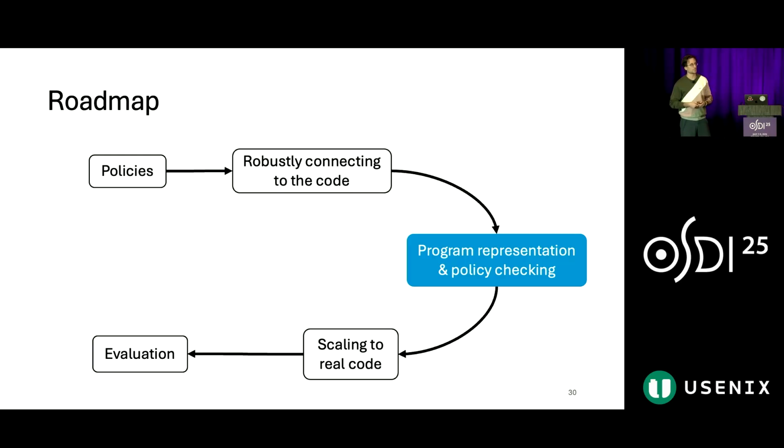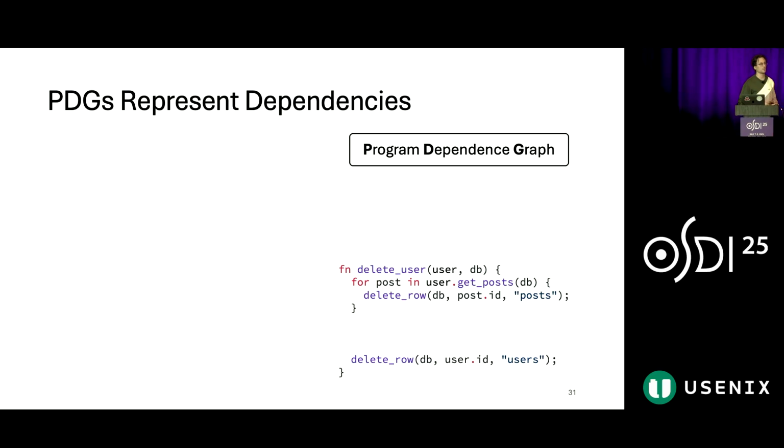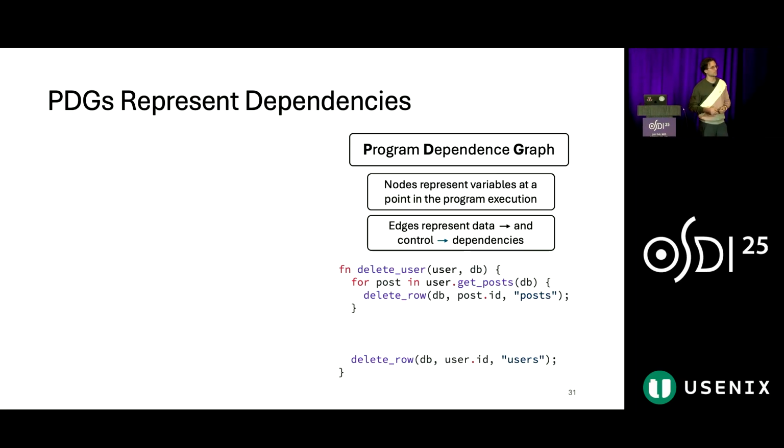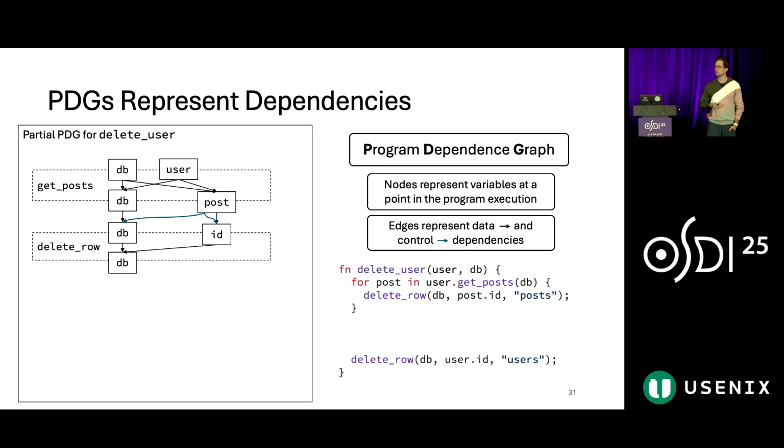A standard way to represent dependencies in a program is through a program dependence graph, or PDG, where the nodes represent values, or the values of variables over time, and the edges represent the data and control flow dependencies between those values. So if we apply this concretely to our function over here, this has a PDG that looks roughly like this.